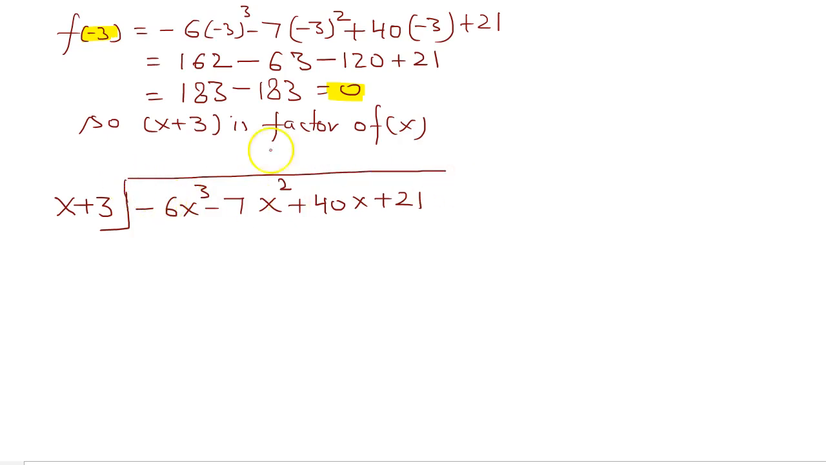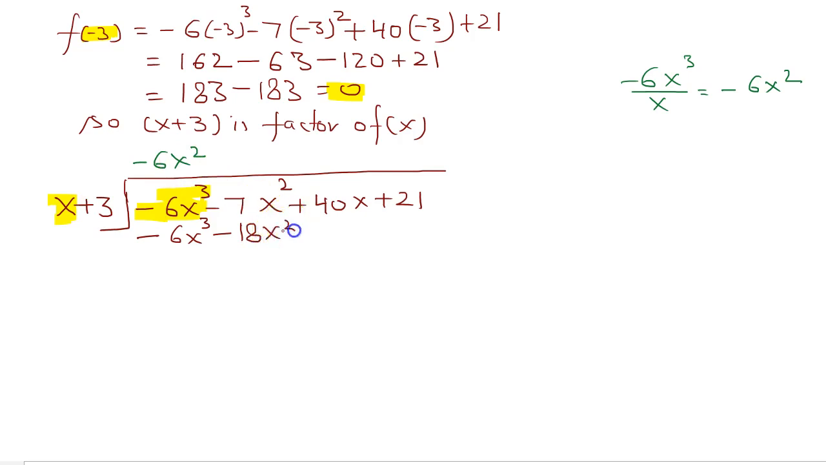So we have to factorize it. The first term is minus 6x cubed and this one is x. If we divide, we get minus 6x squared, so we write here minus 6x squared. Minus times plus is minus. Multiplying minus 6x squared by x plus 3 gives minus 6x cubed, minus 6 times 3 is 18x squared. So that's what I have written here.